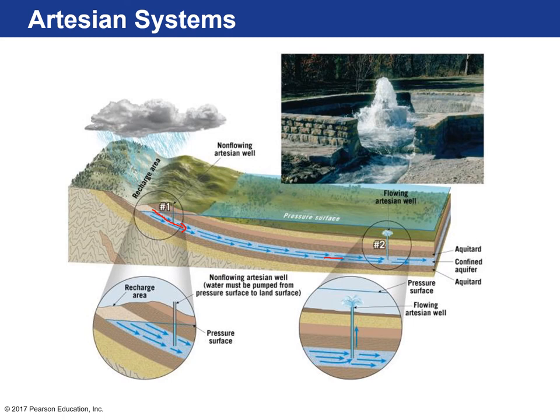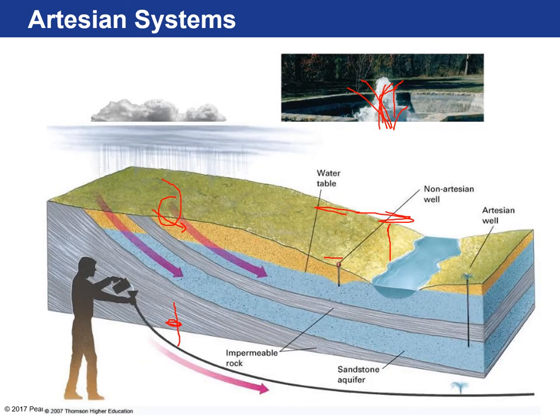So if you build a well all the way down here, boom, access that groundwater, it'll flow up to the pressure surface up here. And this will create a flowing artesian well. You don't have to pump it out, it just keeps flowing. What you have to do is cap it so you prevent flooding, really. And then over here on site one where this well is, if you look closely, here's the well. The water will rise to the pressure surface here. So this is a non-flowing artesian system.